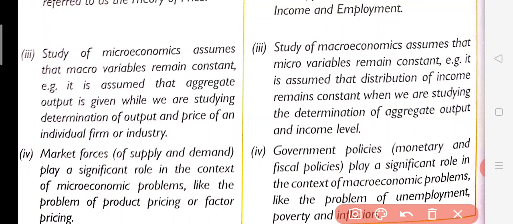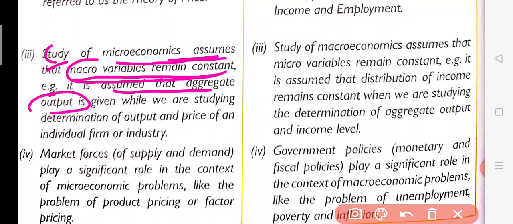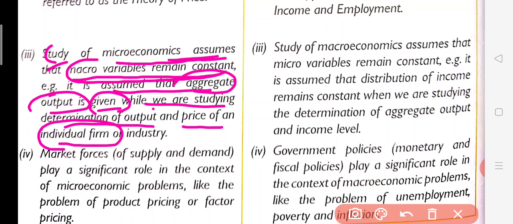The third point is, the study of microeconomics assumes that macro variables remain constant. What is the assumption here? When we discuss any problem of microeconomics, we assume that macro variables remain constant. For example, it is assumed that aggregate output, which is macro, is given. Given means it is constant. So the output level in a country or an economy will not change while we are studying the determination of output and price of an individual firm. When we talk about how much an individual firm is producing and what price it will keep, we assume that aggregate output is constant at the level of the economy.